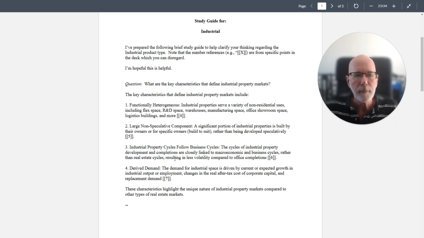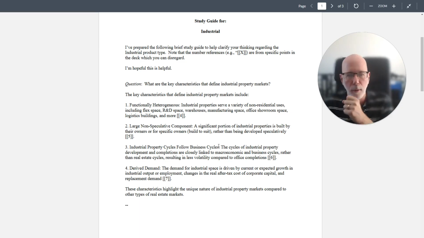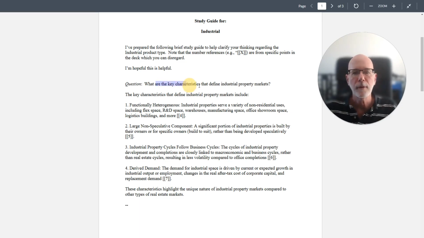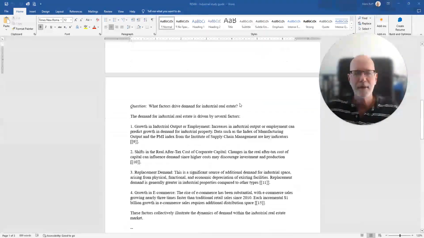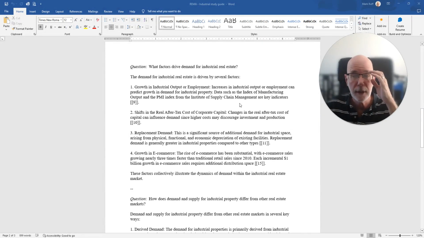Okay. Now, in terms of industrial property market cycles, they really tend to follow the business cycle because we're talking about derived demand. Okay. So those are the likely characteristics of the industrial property market. Okay. The next question in the study guide is this, right? What factors drive demand for industrial real estate? Well, growth in the industrial output or employment.